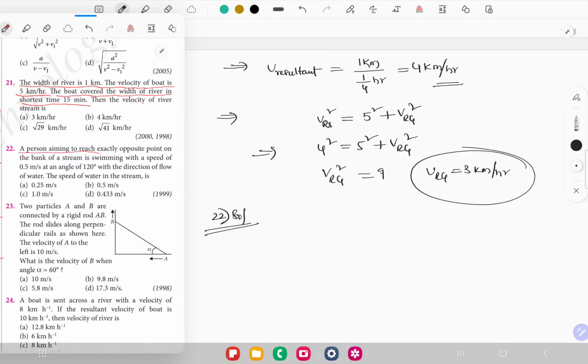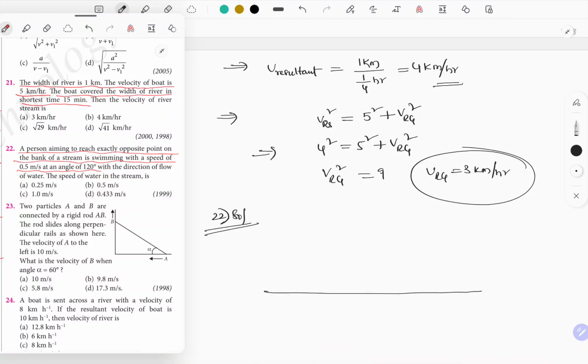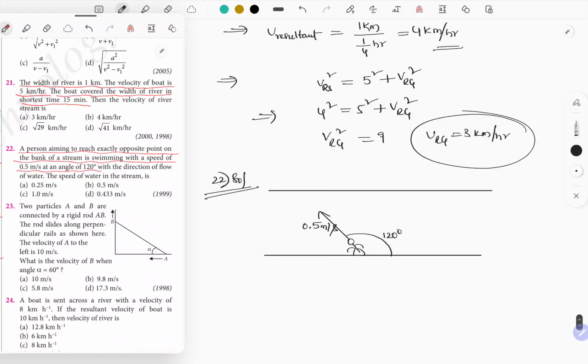A person is aiming to reach exactly opposite point on the bank of stream in swimming with a speed of 0.5 meter per second at an angle 120 degrees. Okay, super. This is the river. He is swimming at an angle of 120 degrees with respect to river flow, with a speed of 0.5 meter per second. Total angle is 120 degrees. He is trying to reach exactly opposite bank.